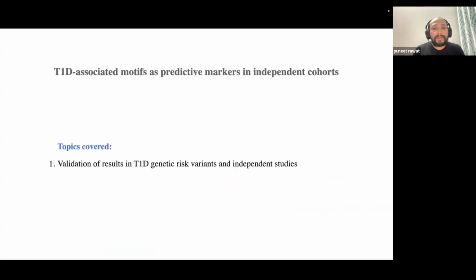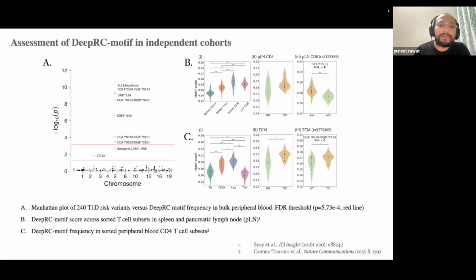And then we also validated these markers on the independent cohort. We did it for all three, but I'm showing only the DeepRC here. From the GWAS analysis, they have identified some risk variants, and we tested all those risk variants for our motif, asking whether they have higher presence. We checked all that you see in A, and we found that the risk variant has a much higher motif score.